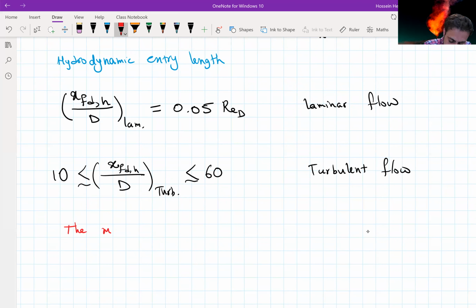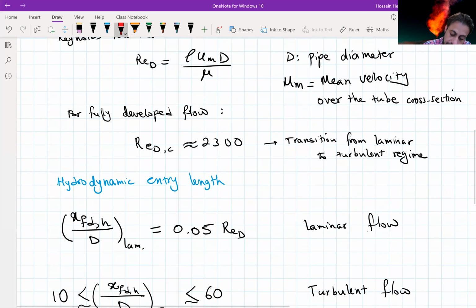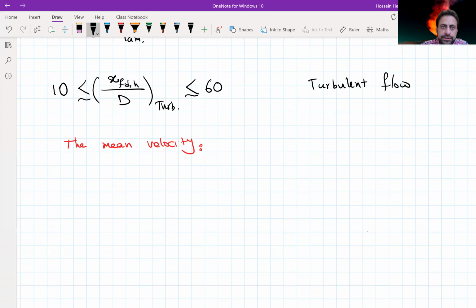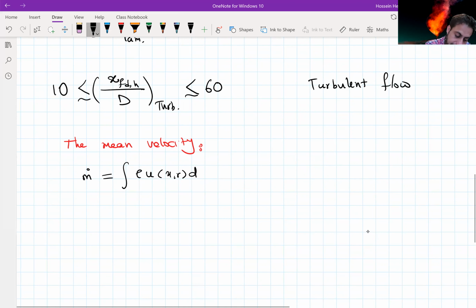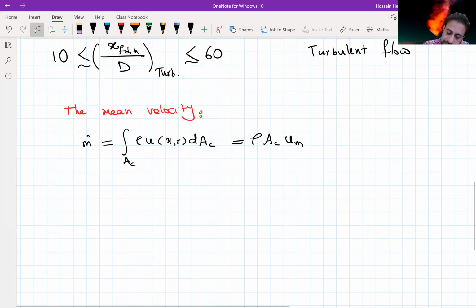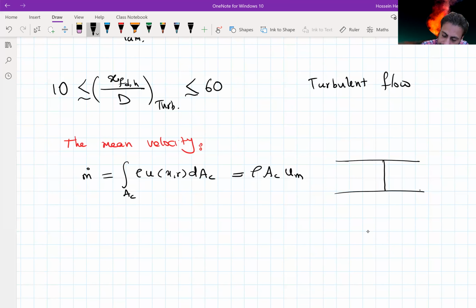The mean velocity that we use for the Reynolds number is defined based on the mass flow rate. So m dot is the integral of rho u(x, r) dAc over the cross-sectional area, which we consider as rho Ac U_m. So if we have this pipe flow with this velocity profile, we are replacing that velocity profile with a uniform mean velocity, U_m. That's going to give us exactly the equivalent mass flow rate that we have in the system.